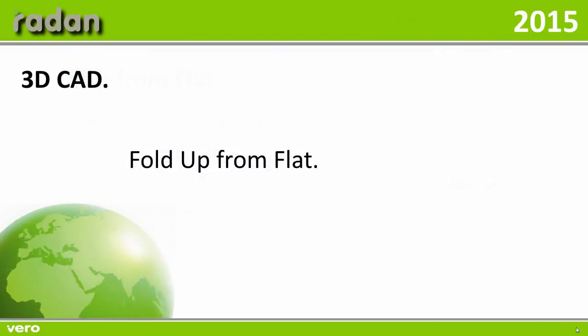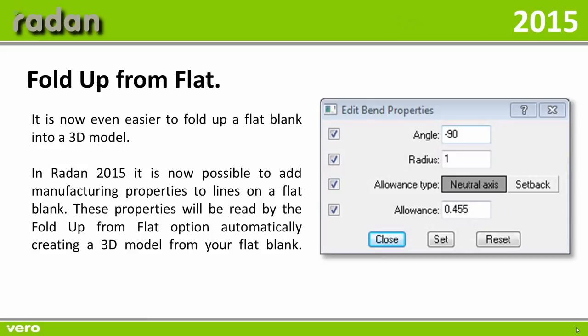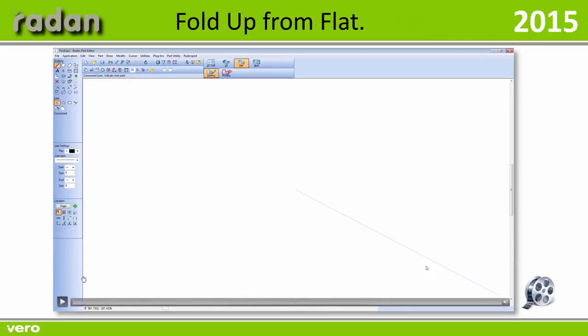Fold up from flat. It is now even easier to fold up a flat blank into a 3D model. In Radan 2015 it is now possible to add manufacturing properties to lines on a flat blank. These properties will be read by the Fold Up from Flat option, automatically creating a 3D model from your flat blank. In this image here you can see the Edit Bend Properties dialog. By simply selecting these tick boxes and feeding in some information, we can assign this information to lines in our flat blank. Okay, let me show you how this works.